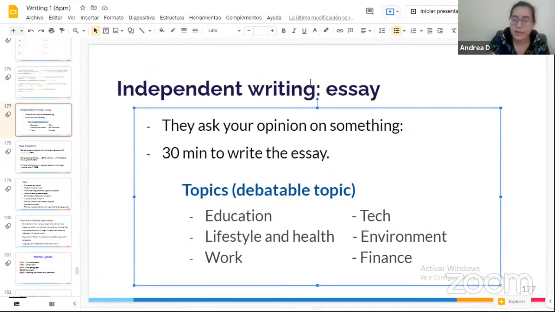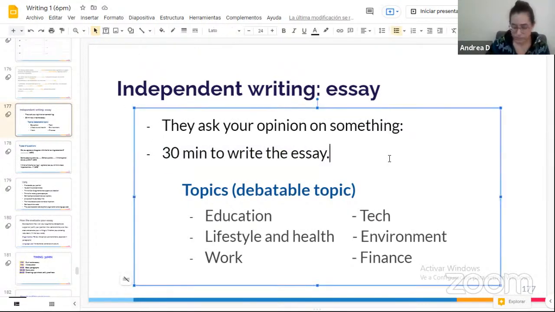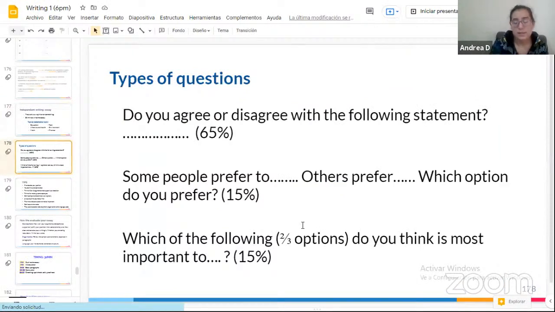So any questions so far about the topics or the structure of the task? Basically, you get the question, you read it, and then you get 30 minutes to write the essay. No questions? All right. Now, as for the question that you're asked, it doesn't really matter what type of question you get, I would say.